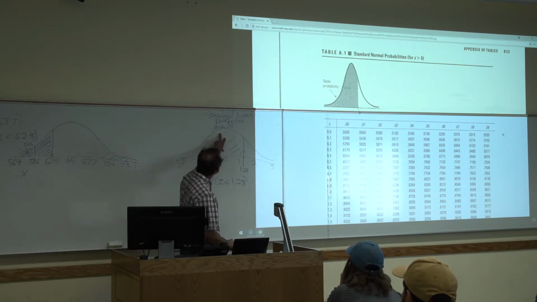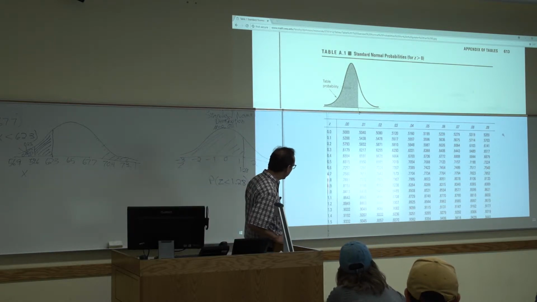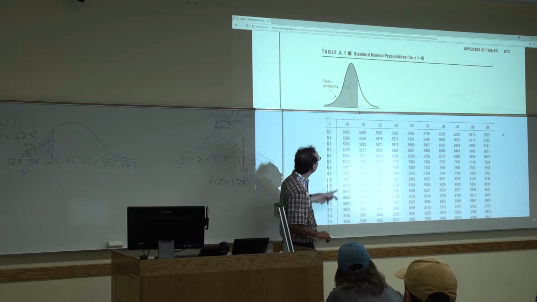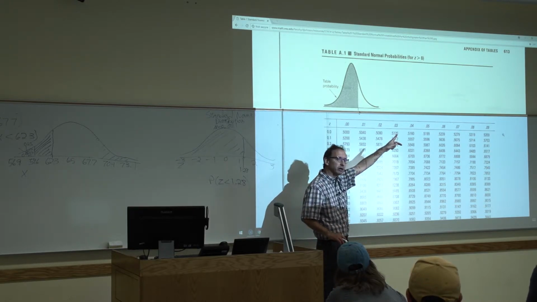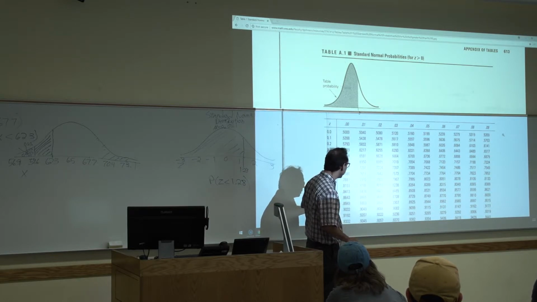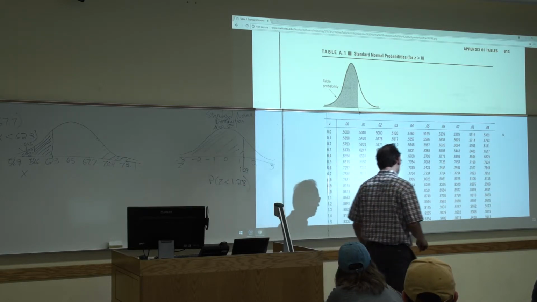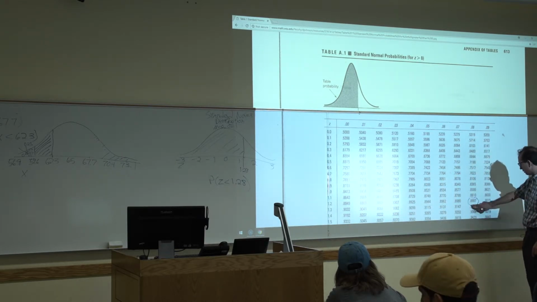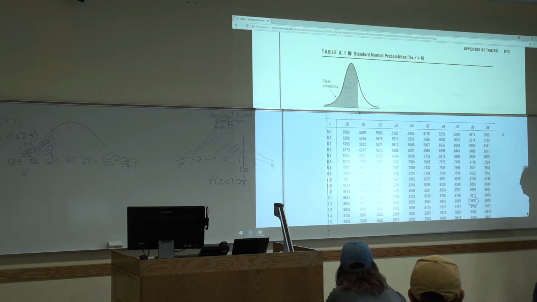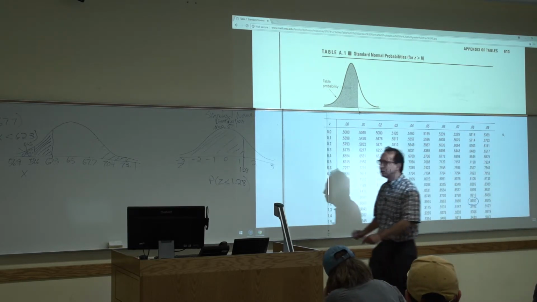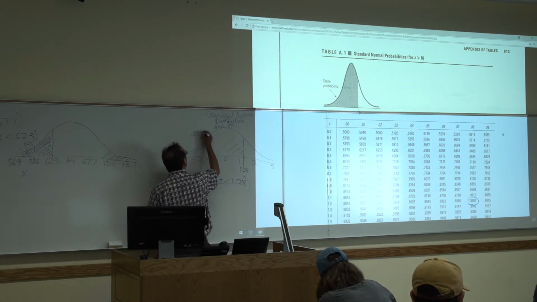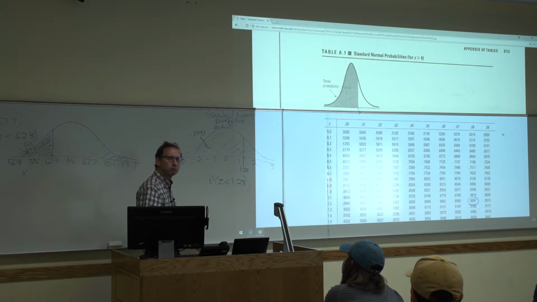But so suppose we want this area right here. So how would we figure it out? Well, you just go to the far left column here to get your z-score. So 1.2, and along the top to get the second decimal place. And then the area under the curve to the left of 1.28 is what? Where is it at? Right here? 0.8997. Does that make sense? Just using the table there? Is that okay?